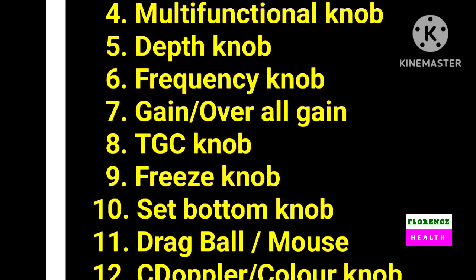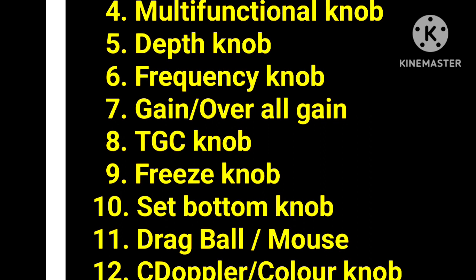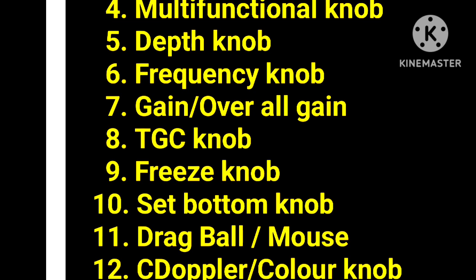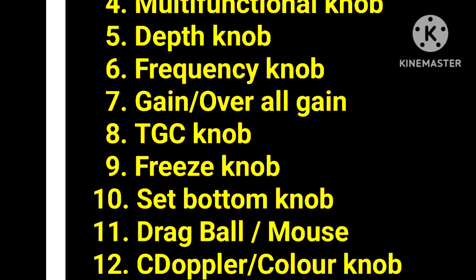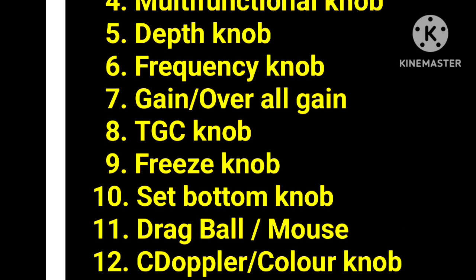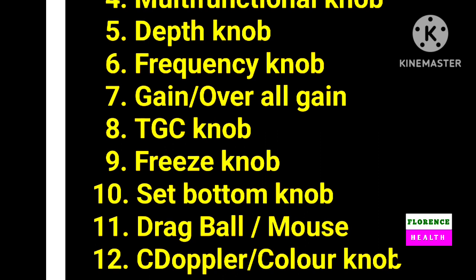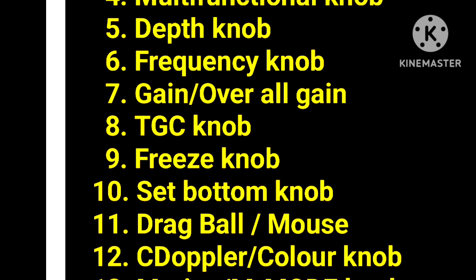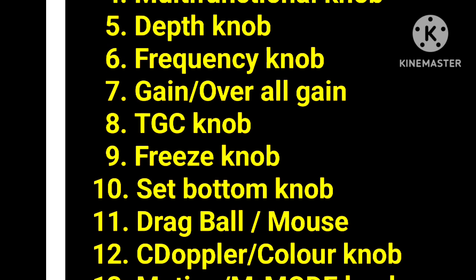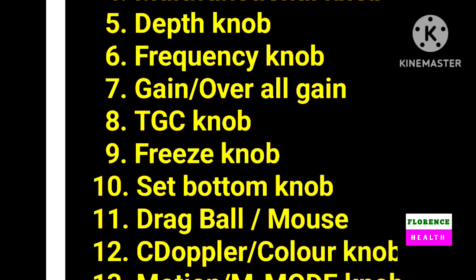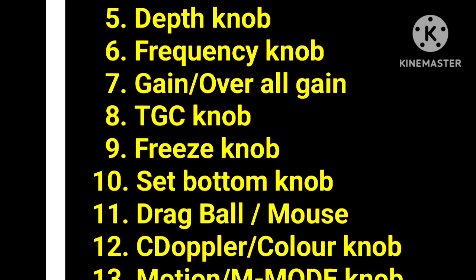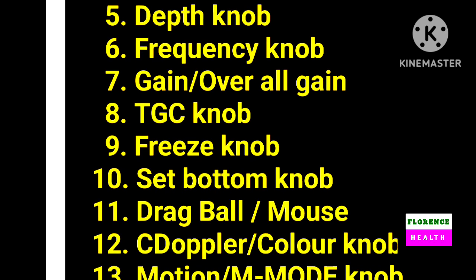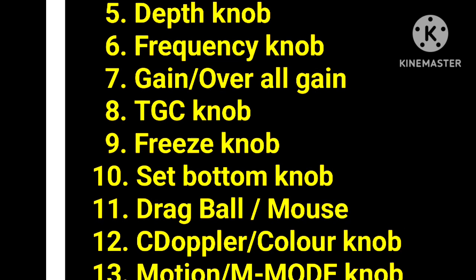Another knob is color Doppler knob or C knob. By pressing it, a color box will appear. By putting the color box on desired area, you can know the vascularity of the desired area. You can also know the direction of blood flow. Remember a mnemonic BART. B for blue, A for away from probe, R for red, T for towards the probe.